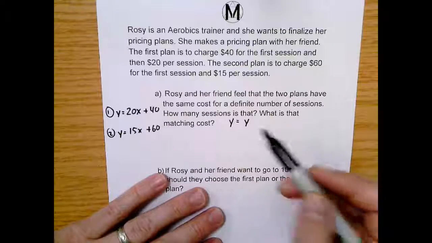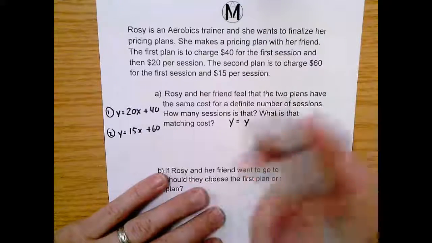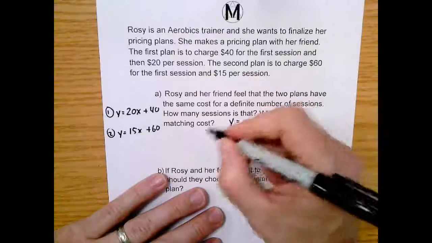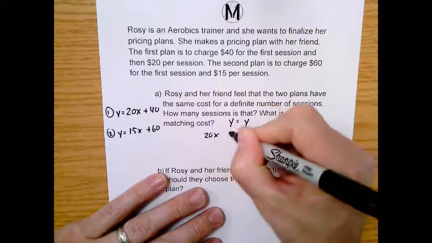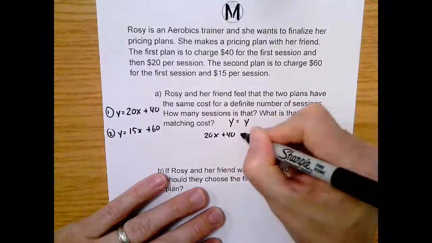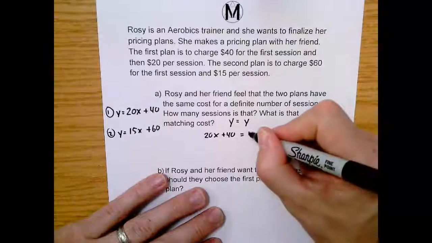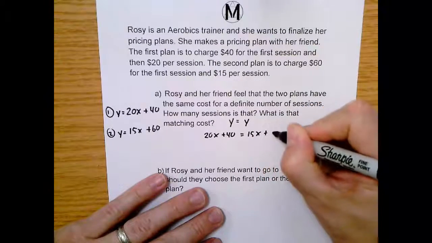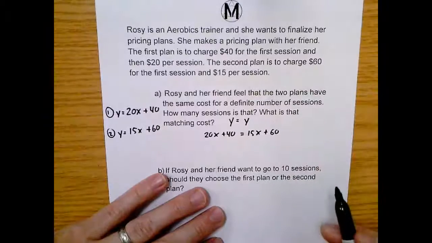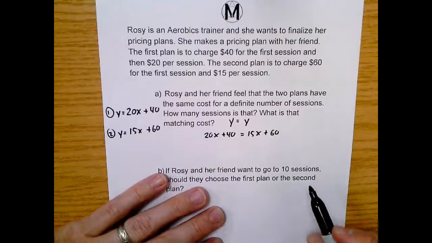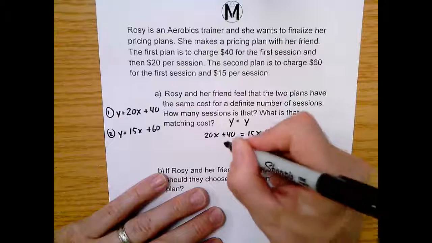So I'm just going to rewrite this. Instead of y, I'm going to substitute in what I know y equals. So I know this y is 20x plus 40. And I know that y is 15x plus 60. And now I just need to do some basic linear algebra, and I'm in business. So I'm going to subtract 40 from both sides.